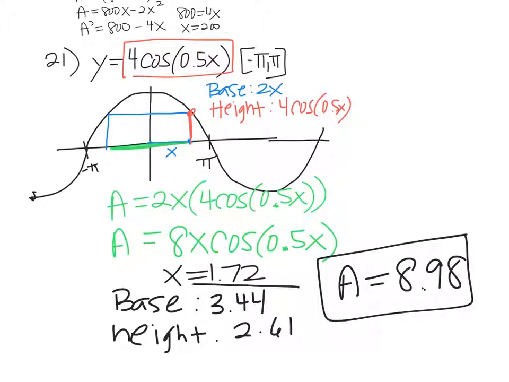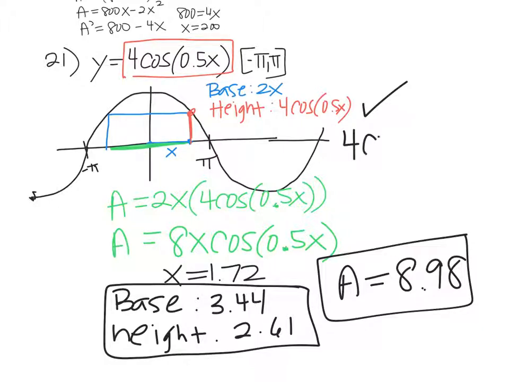So yeah, that's tough. The height is right here in red. So you just plug in 4 cosine of 0.5 times 1.72. How'd you have that so fast? Oh. Okay.